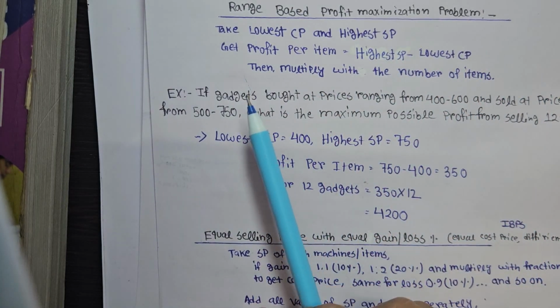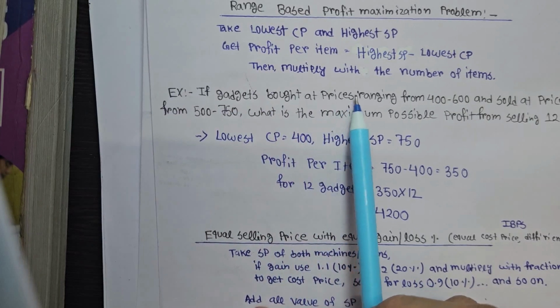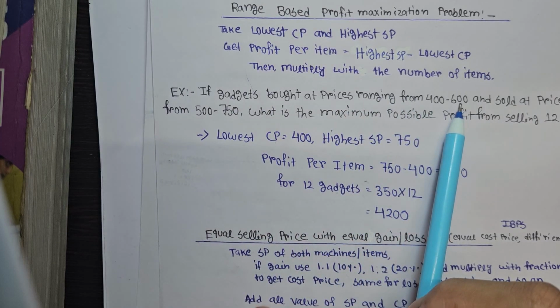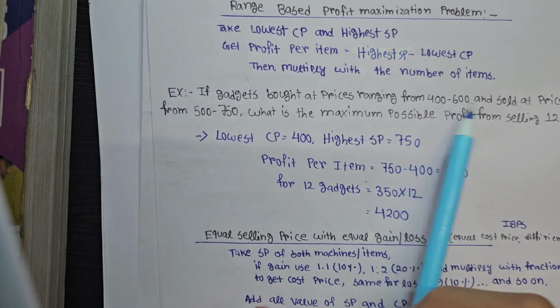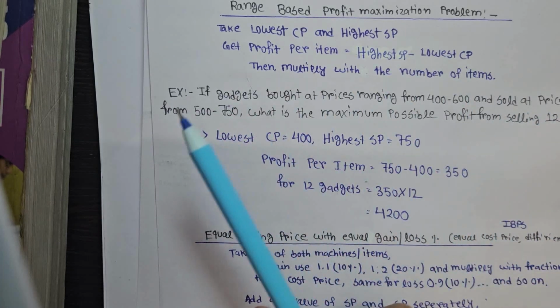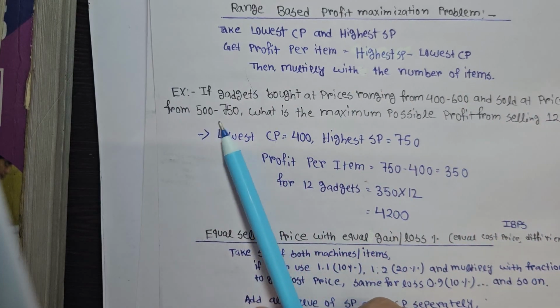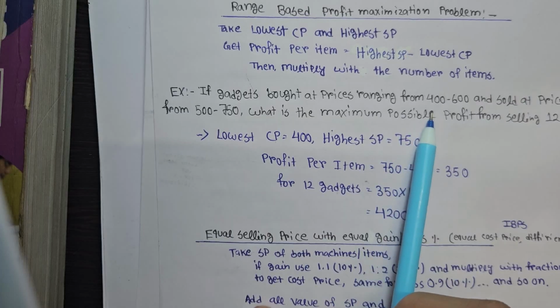For example, let's say gadgets are bought at prices ranging from 400 to 600, it is the price range, and sold at prices ranging from 500 to 750, it's again the price range. What is the maximum possible profit?